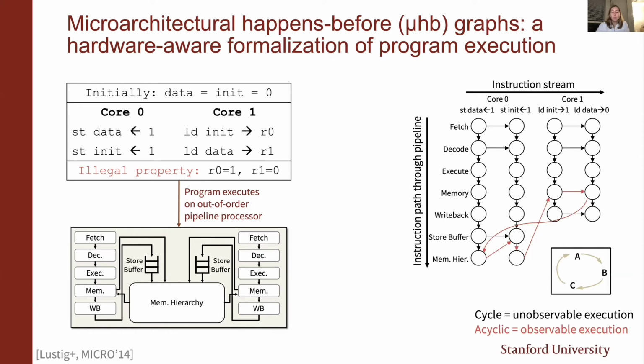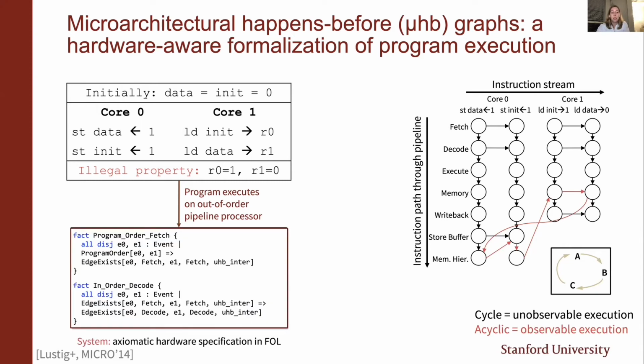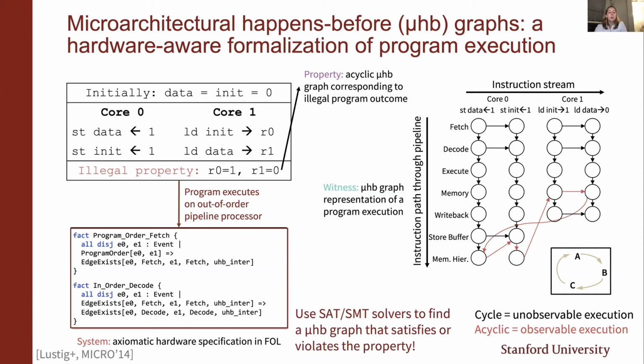Going back to our goal from the previous slide of formalizing the search for hardware-specific program executions that can violate program correctness or security properties, we can formally specify our hardware design axiomatically in first-order logic. So this is the formalization of our system. We can formalize our property as an acyclic μHB graph that corresponds to the illegal outcome we are evaluating. And finally, we can use automated reasoning tools like SMT or SAT solvers to find a witness to the property like the acyclic graph on this slide.